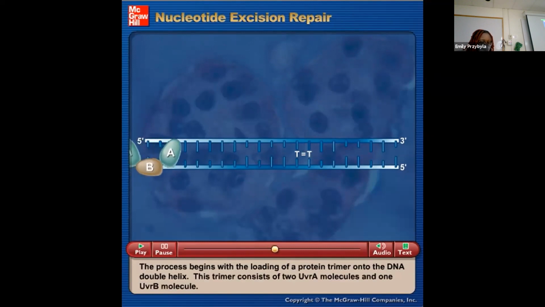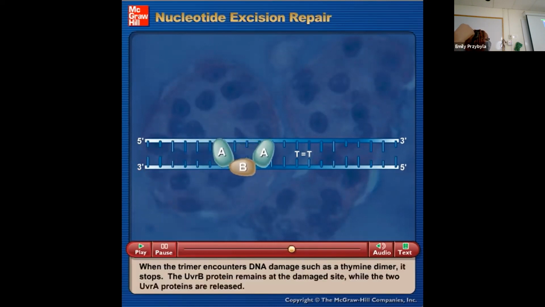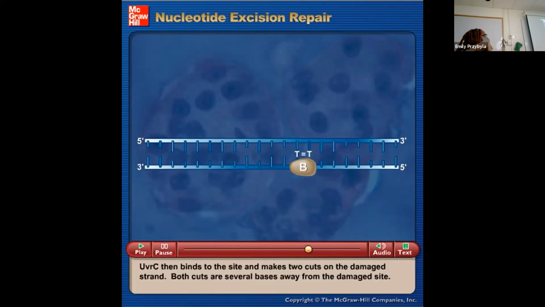This trimer consists of 2 UVRA molecules and 1 UVRB molecule. This trimer moves along the DNA, scanning for damage that distorts the double helix. When the trimer encounters DNA damage, such as a thymine dimer, it stops. The UVRB protein remains at the damaged site, while the 2 UVRA proteins are released.